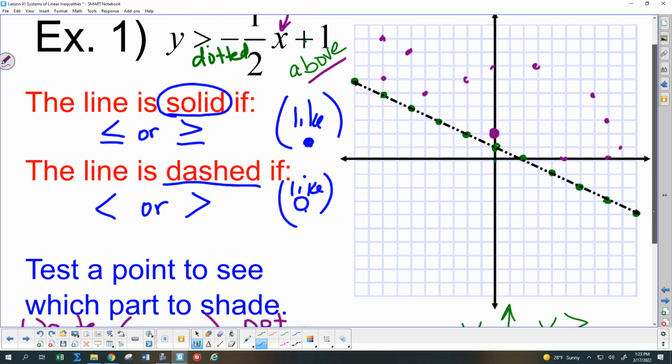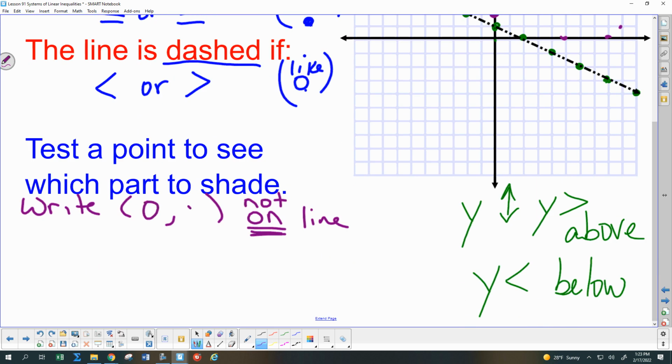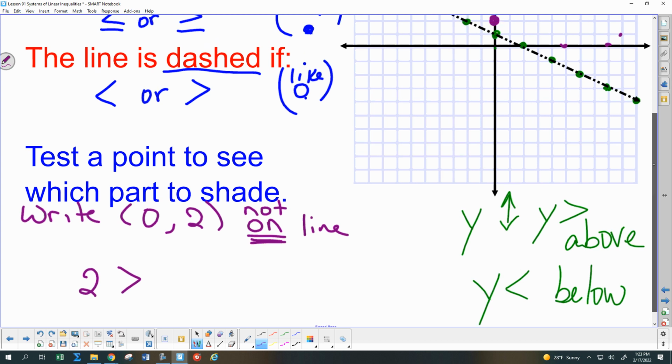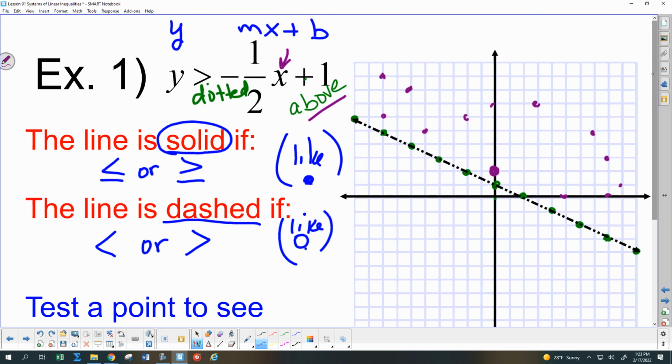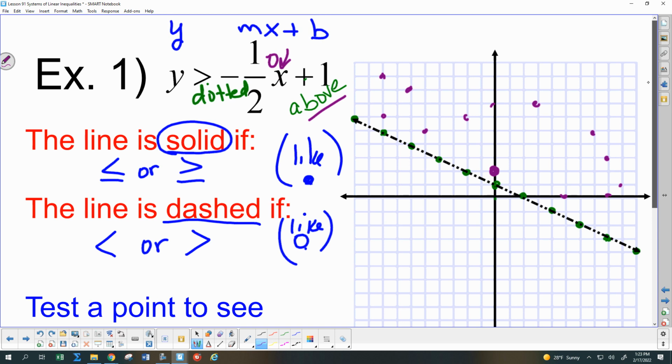And let's see what happens there. Now I need to show the work. I'm going to put a 2 in for the y. I'm going to write down that I picked 0, 2. 2 for the y is greater than, and then I'm going to put a 0 in here where the x was. So 0 plus 1. Is 2 greater than 1? So my test point worked. So that means, yes, I want to shade everything above the line.